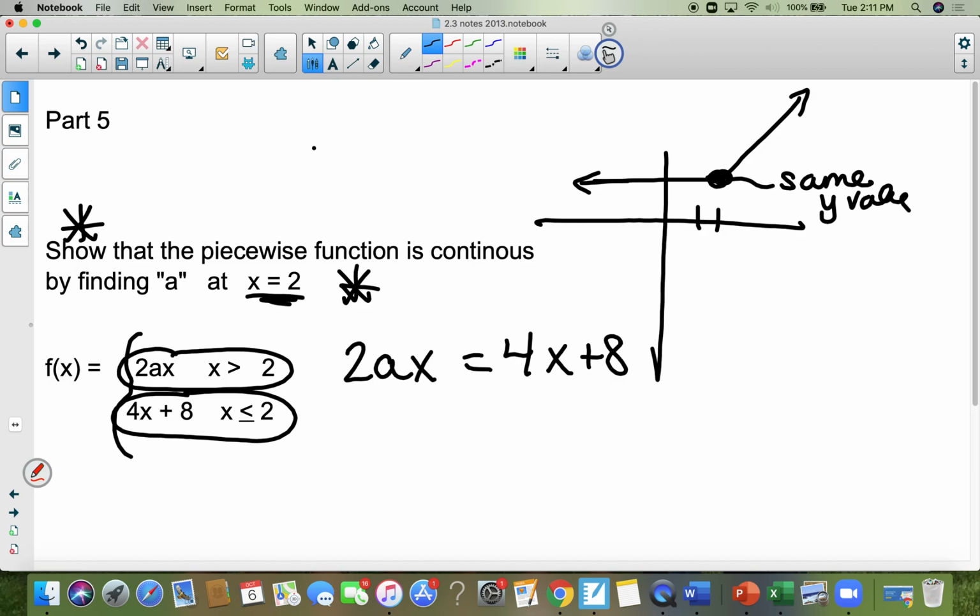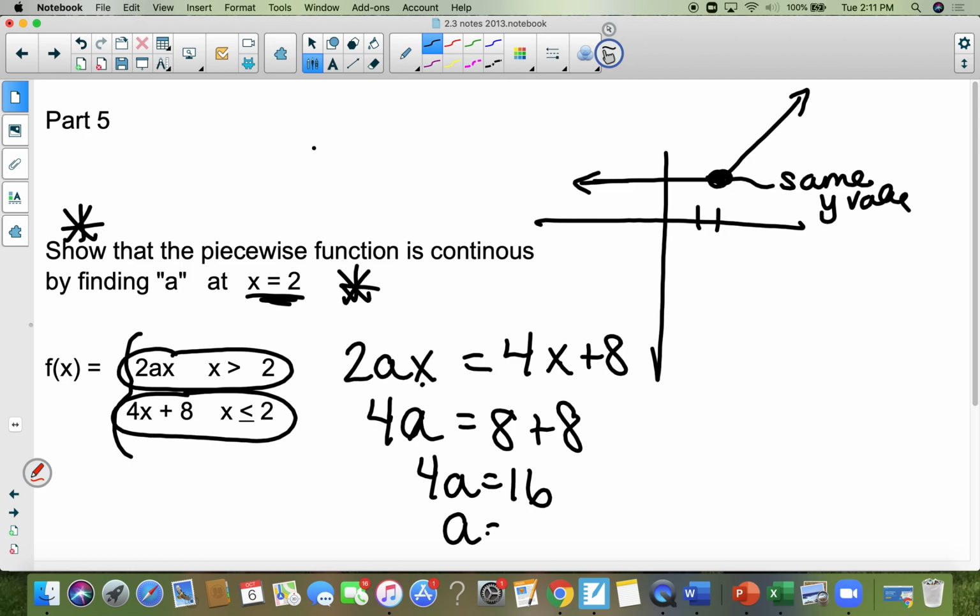You're checking it at x equals 2, so in place of all your x's, what are you going to put? 2. And what are you trying to find? Variable a. So it's going to be 4a equals 8 plus 8. 4a equals 16, so a equals 4. Show that the piecewise function is continuous by finding a, and if it's continuous, you have to have the same y values.